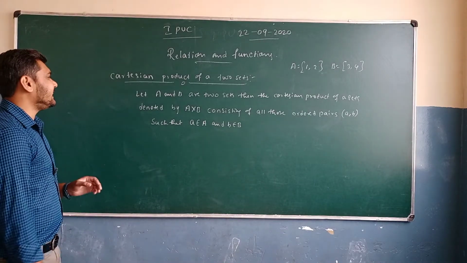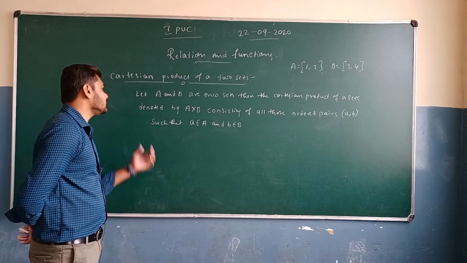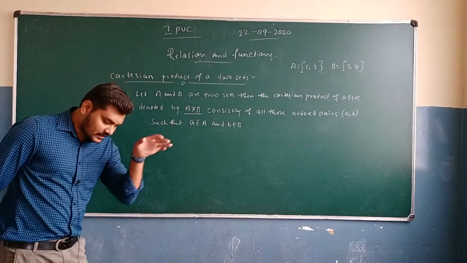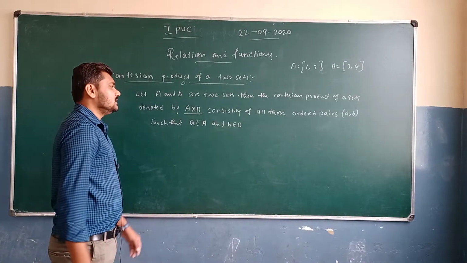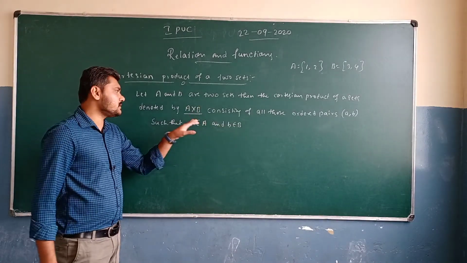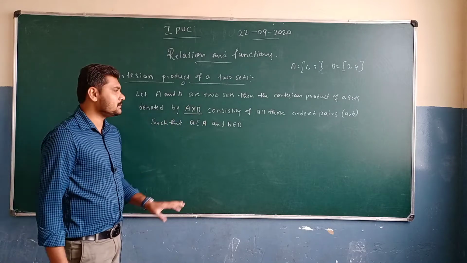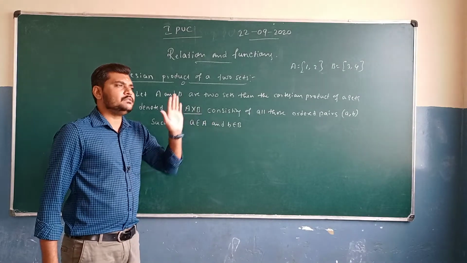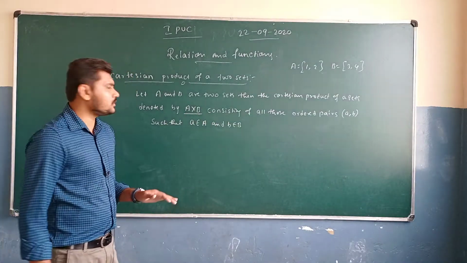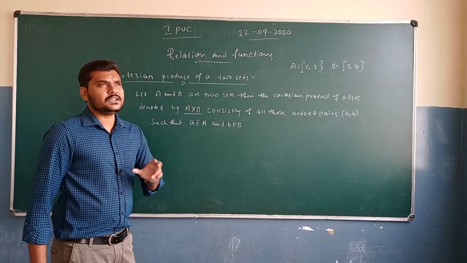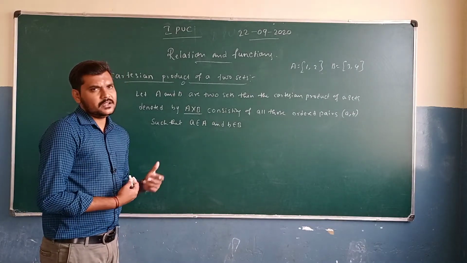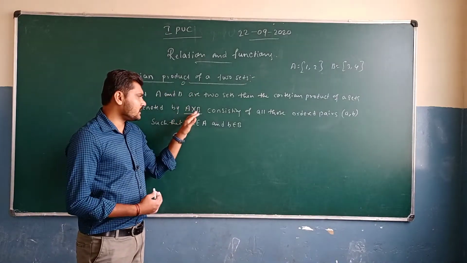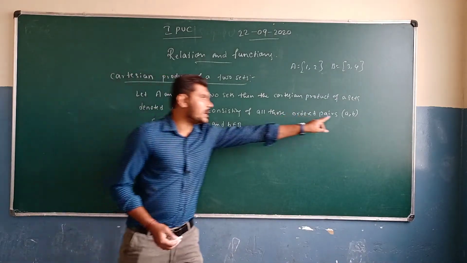The definition says that if A and B are two sets, then the Cartesian product of the sets is denoted by A cross B. The definition itself is not that important, but how to construct the Cartesian product set is a very important concept. When solving concept-oriented problems, you may approach with a different definition of the Cartesian product. But the Cartesian product says that the elements present in A cross B are in the form of (a, b).